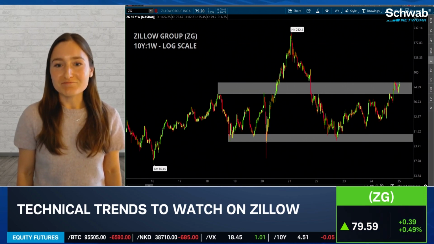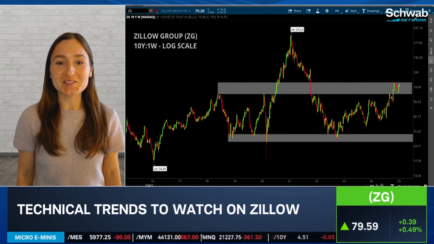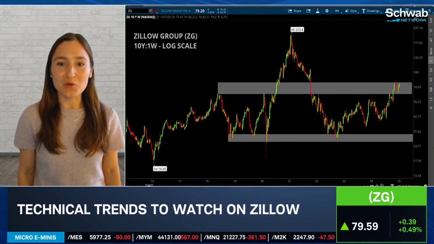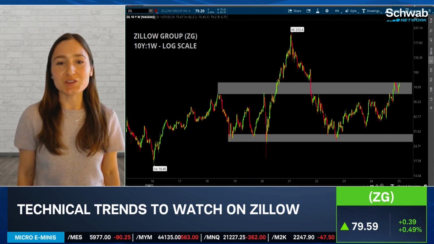So you can just see long-term resistance is that zone that we talked about around 85, and longer-term support is around that level of 30 that's been touched many times over the last few years too.